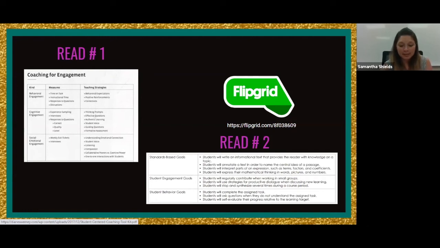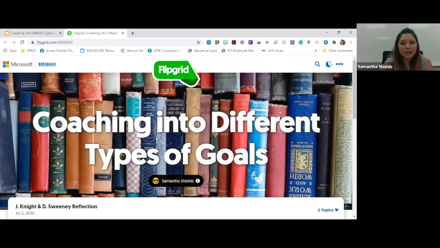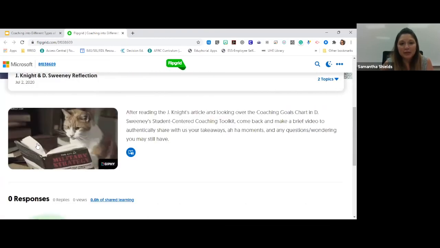Then, once you've done that, I want you to go to our Flipgrid that I've put together for us, coaching into different types of goals. And so here's my little cat guy, he's reading, right? So after reading the Jim Knight article and looking over the coaching goals chart in Diane Sweeney's Student-Centered Coaching Toolkit, I want you to come back and make a brief video to authentically share your takeaways, your aha moments, and any questions or wonderings that you still have.